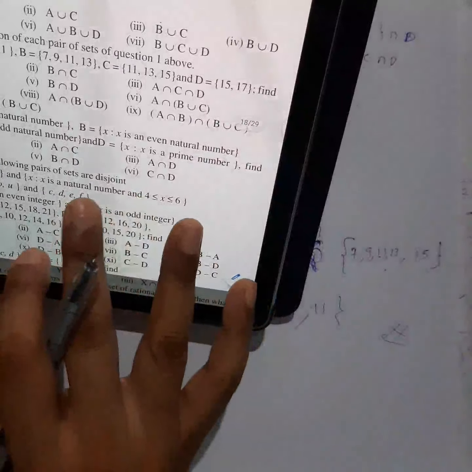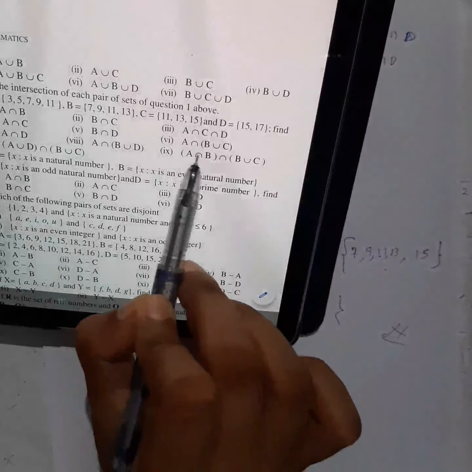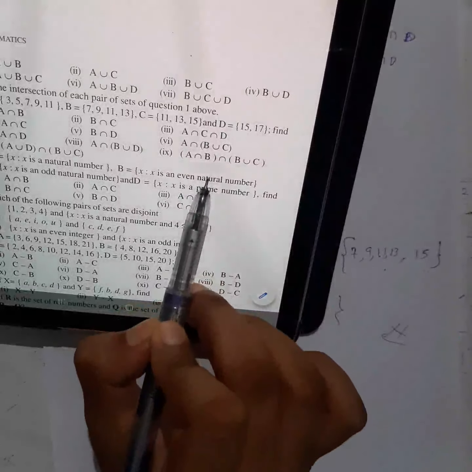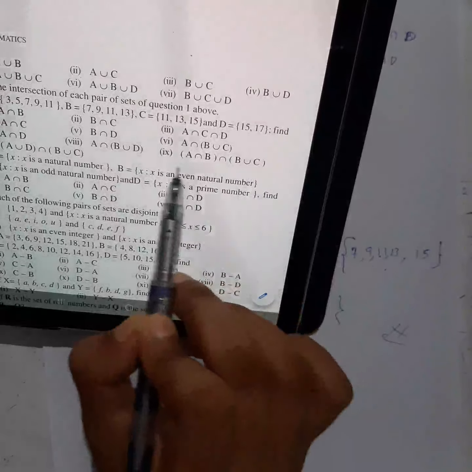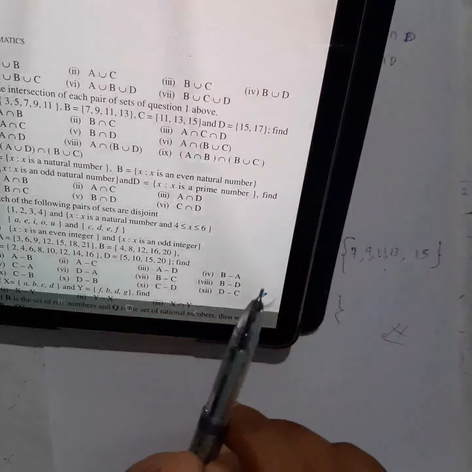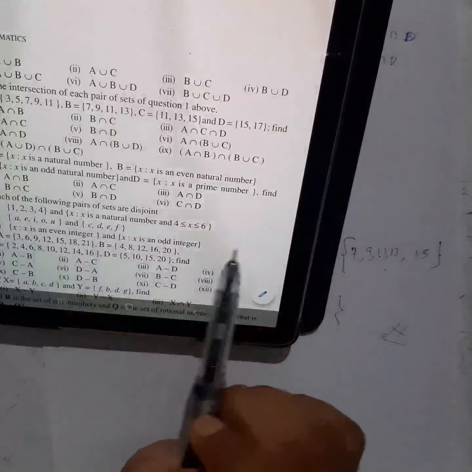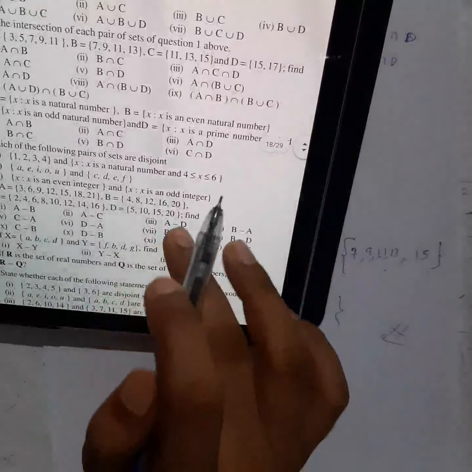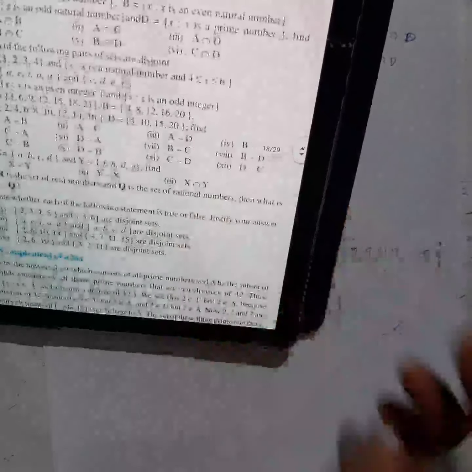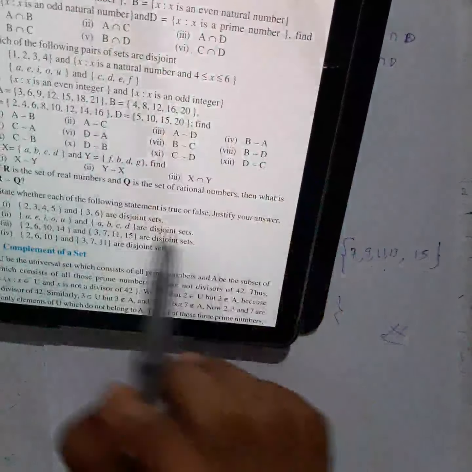So this way you try question number 7, 8 and 9 also. Now in 9 how will you do it? First you find the intersection of this one. You will get one set, right? You write that down. You find this union. You will get a set. Then you find the common between those. Okay, so you try all these questions yourself now. I will start other questions in the next video. And you can try this one also, easily.